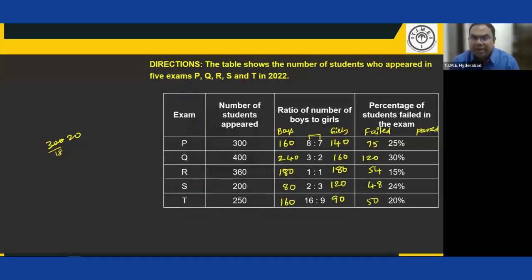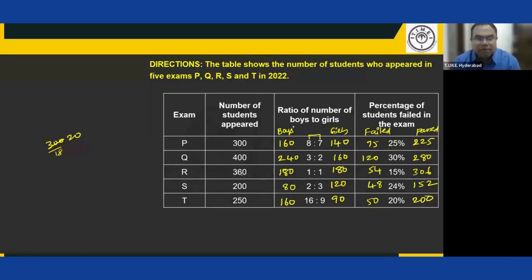20% failed, 50. So 300 minus 75, how many passed? 225. 400 minus 120, 280 passed. 360 minus 54, 306 passed. 200 minus 48, 152 passed. 250 minus 50, 200 passed. By looking at this data, 75, 120, correct?